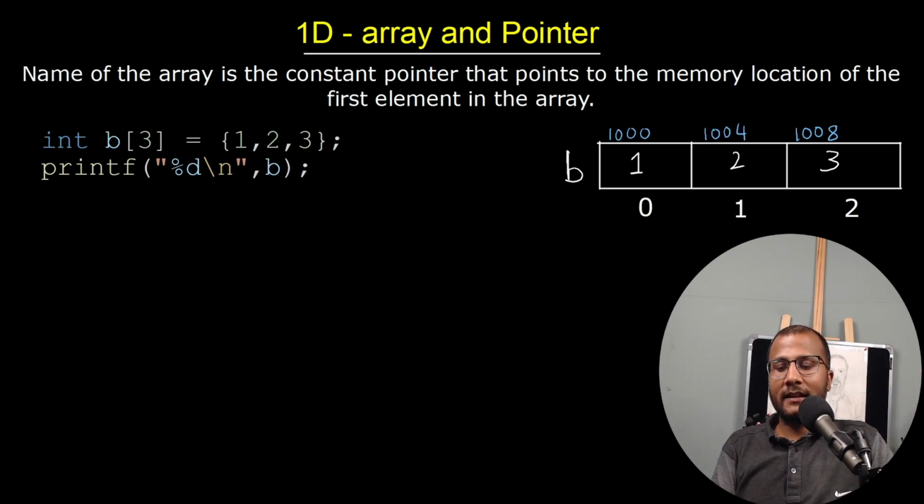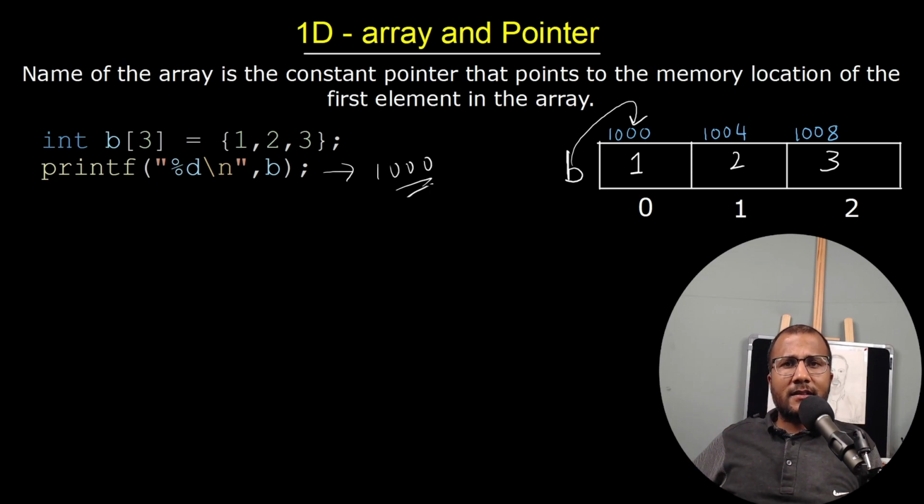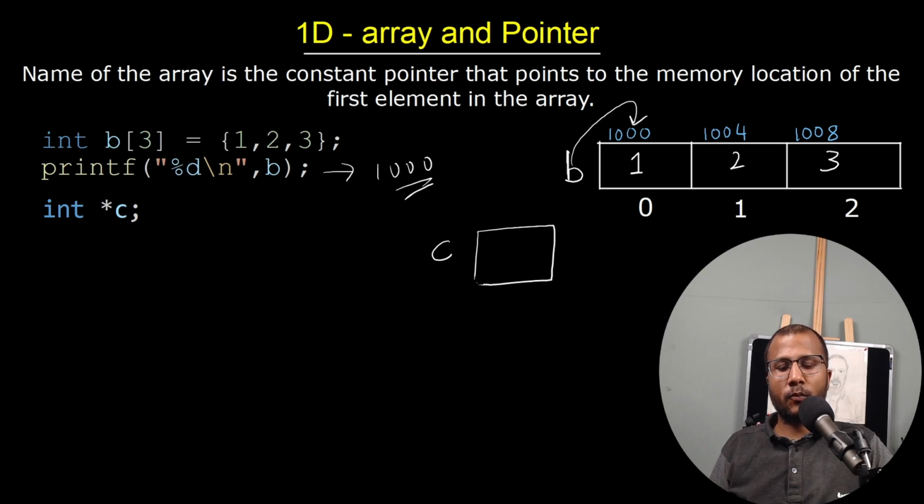So in this case, B would actually be 1000. It is holding the address of the first element, the starting address of the first element. In this case, if I print B, it is 1000. Now let's try to create some other pointer. In this case, I write int *C. So C would be a pointer variable, right? C is a pointer variable of type, this is a pointer to an integer. So I can write this is a pointer to int. It is a pointer to an integer because int *C.